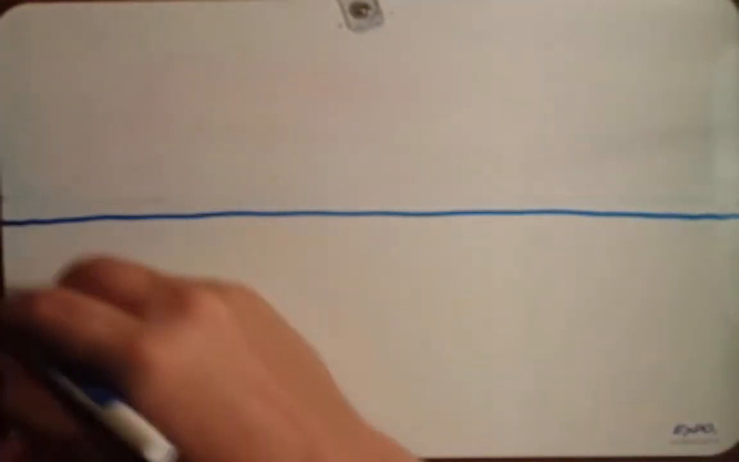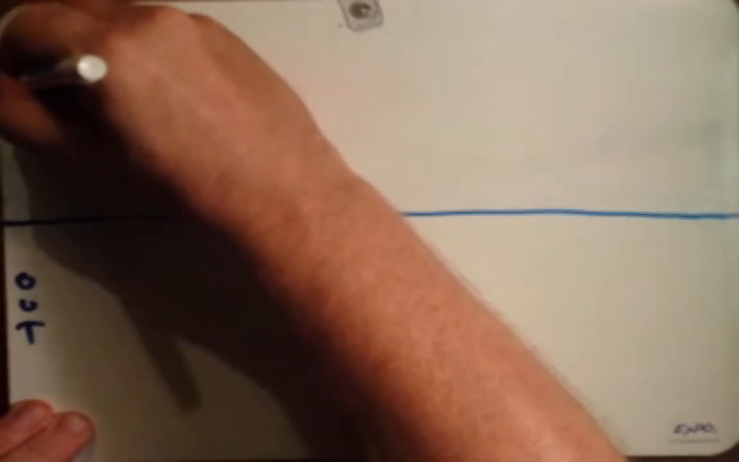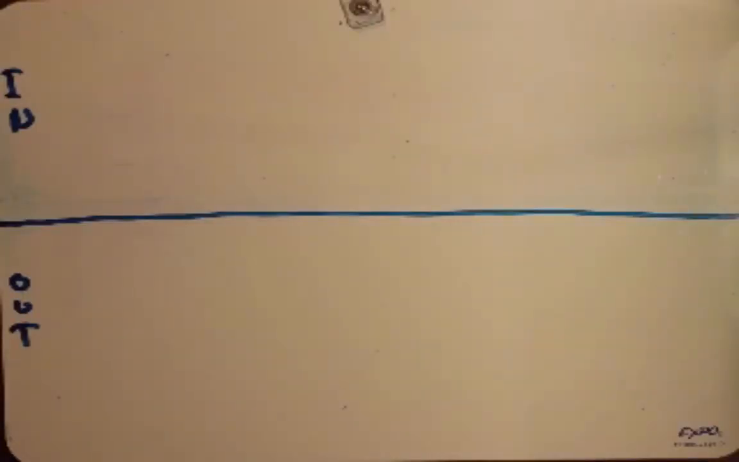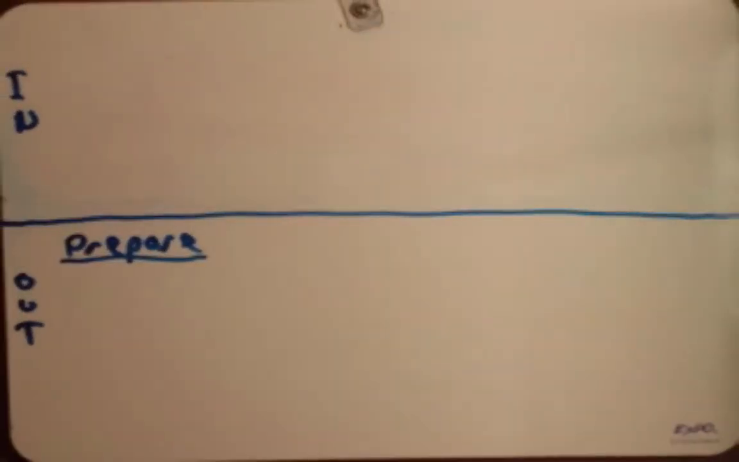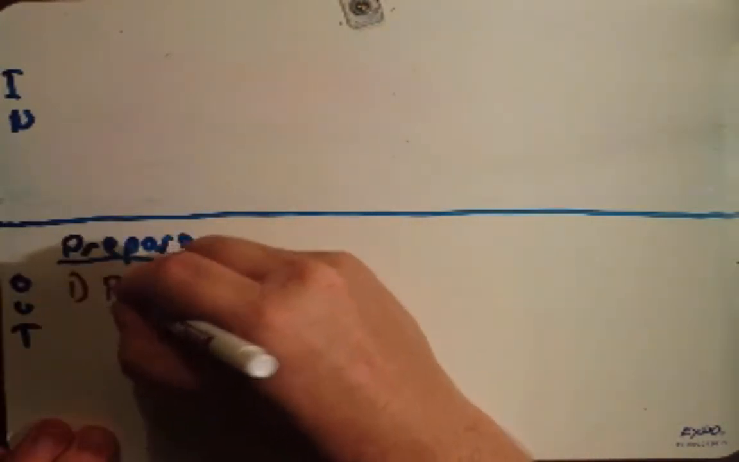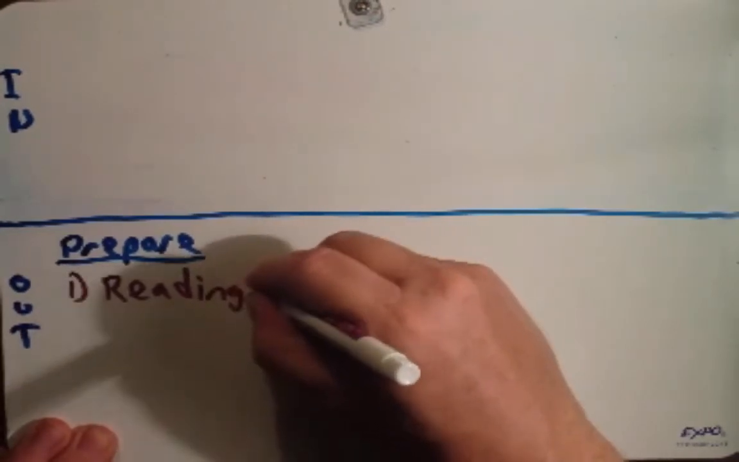As with most classes, and this class will be no exception, you will learn some things outside of class, and you will learn things inside of class. The way this course will work is that before you come to class, you will need to prepare. What I mean by that is before you come to class, you will be asked to read from your textbook. So you'll have assigned readings.